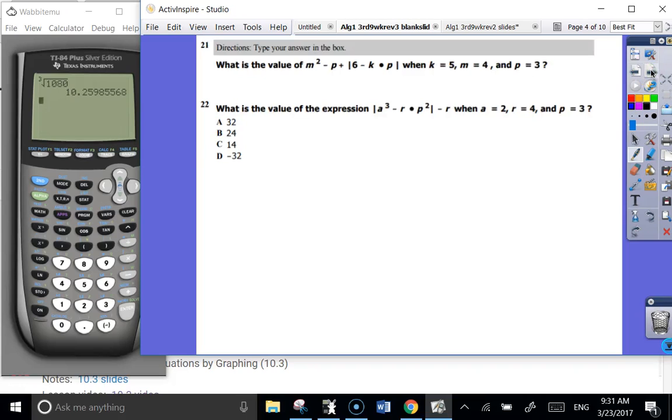Okay, so let's read. These are 21 and 22. And looks like both of them are expressions that involve absolute value. Where do you find absolute value in the calculator? Well, yeah, but you have to find the absolute value symbols first. Where's the absolute value symbols? Adam just said it. Math. Right, math, num, 1. So you need to know how to do that.